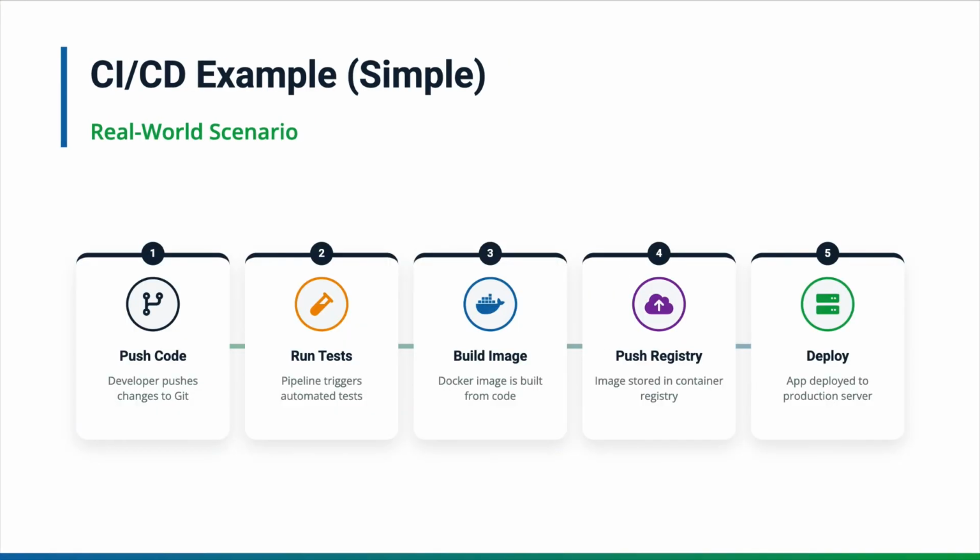Let's go through a simple real-world example. A developer pushes code to GitHub that triggers a pipeline. The pipeline runs tests and builds a Docker image. The image is pushed to a container registry or Docker Hub. Then the application is deployed to a server or Kubernetes cluster. All of this happens automatically without manual intervention. This is CI/CD in action.